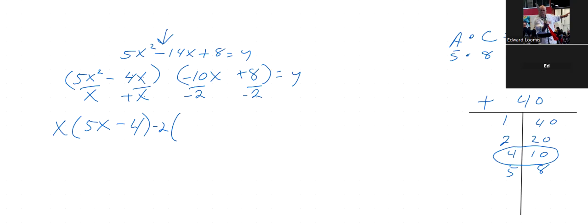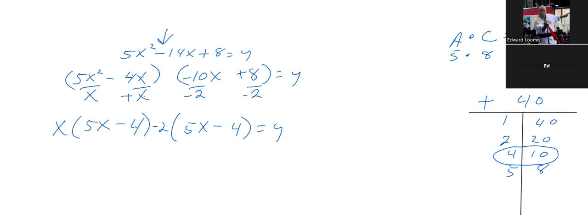10 divided by 2 is 5. Negative divided by negative will give me a positive 5x. 8 divided by 2 is 4. Positive divided by negative will give me a negative 4. Now my parentheses are exactly alike. Had I not pulled that negative 2 out, and had I only pulled the positive, my signs would be off. You do have to look.